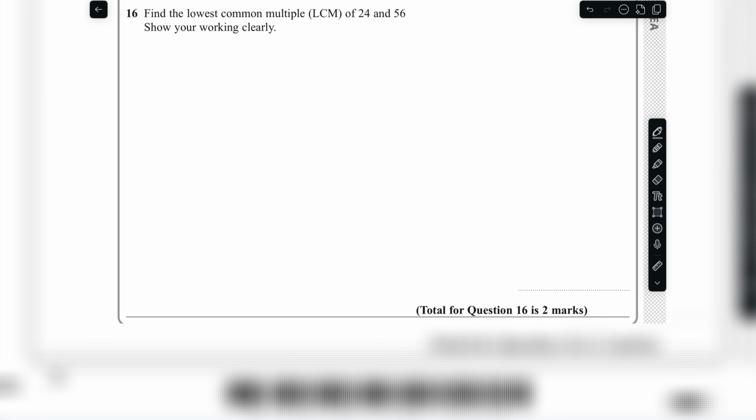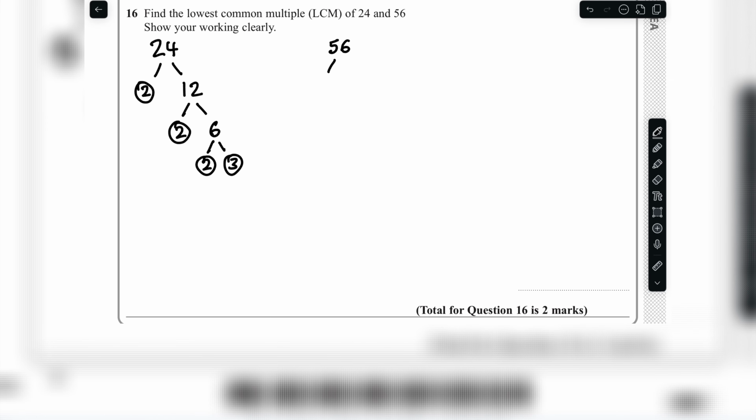In question 16, we are told to find the lowest common multiple of 24 and 56. So if we write 24 as a prime factor tree, we have 2, which is a prime factor, then we have 12, and then we can split 12 into 2 and 6, and we can split 6 into 2 and 3. And if we repeat the same for 56, we can split 56 into 2, which is a prime factor, and 28, then 28 into 2 and 14, and 14 into 2 and 7.